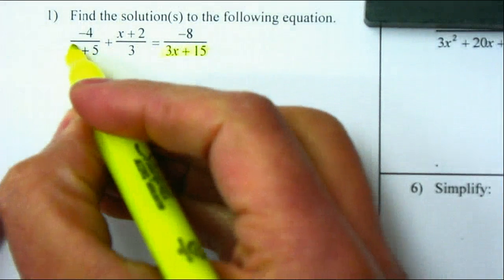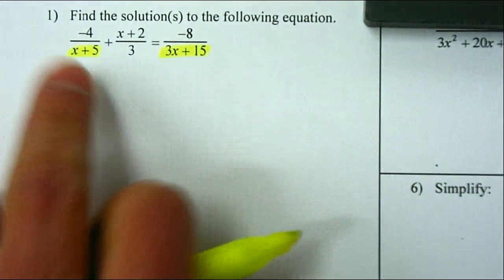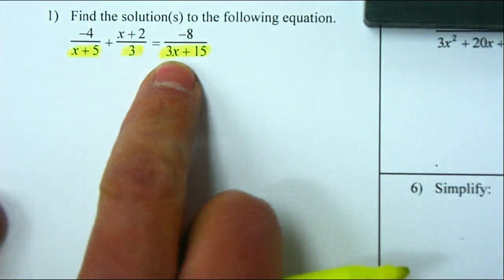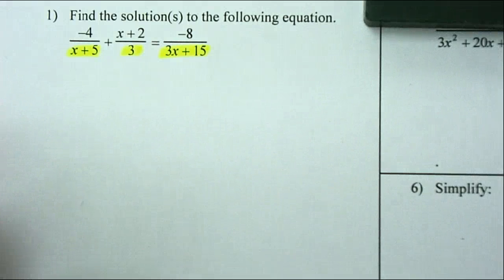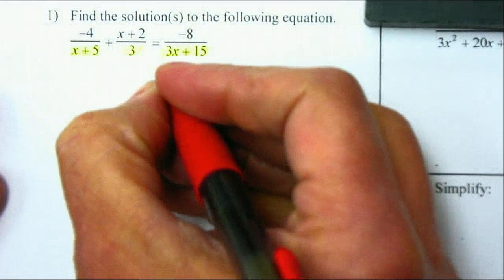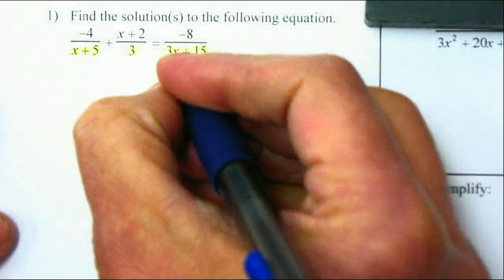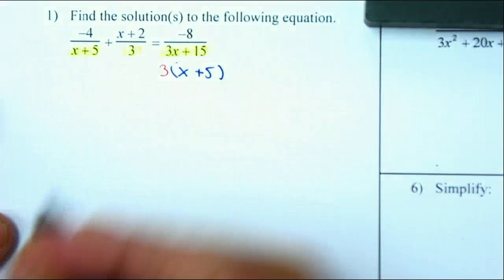So if you notice that x plus 5, can we factor the x plus 5? No. Can we factor out the 3? No. But we can factor out the 3x plus 15. I'm going to take out the common factor. So one number divides 3 and 15. I can factor out 3. And what's left? We have the x, and 3 times positive 5 will give us 15.